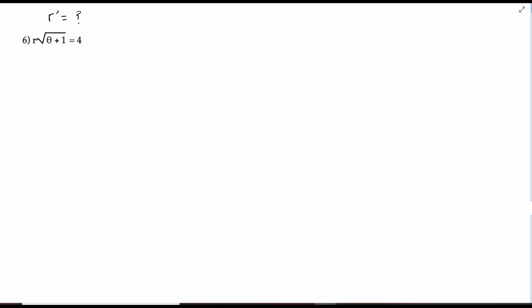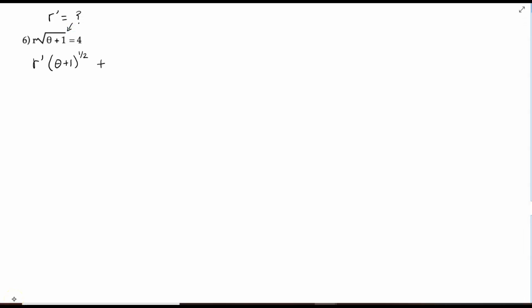All right. So I think the easiest thing here to do is to take the derivative with respect to r, and the derivative of r is just r prime. So that's pretty straightforward, r prime. Now I'm going to write this as theta plus 1 to the 1/2, just like that, okay? That's going to make it a little bit easier. Now, the next thing that I'm going to do is take the derivative with respect to theta.